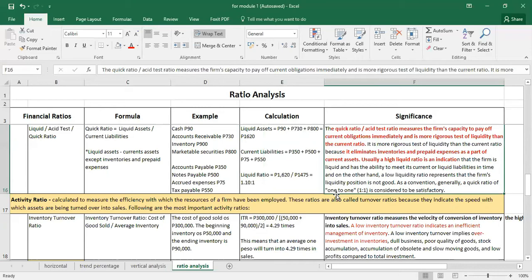Yun yung mga inventories natin, yung patties, yung tinapay, yung raw chicken na hindi pa luto, yun yung mga inventories natin. So, tinatanggal natin yan.